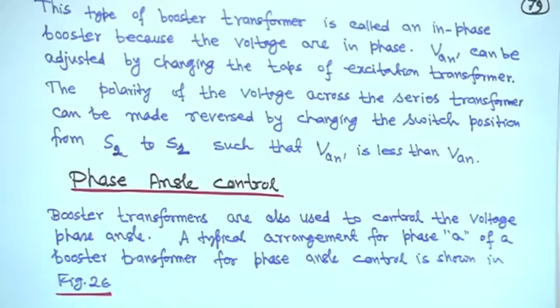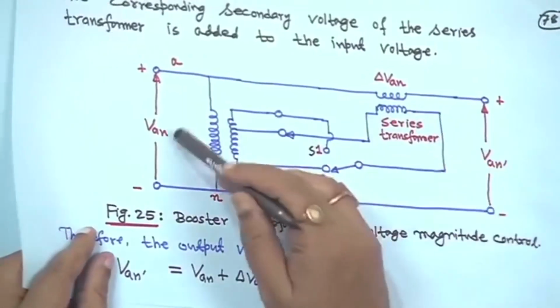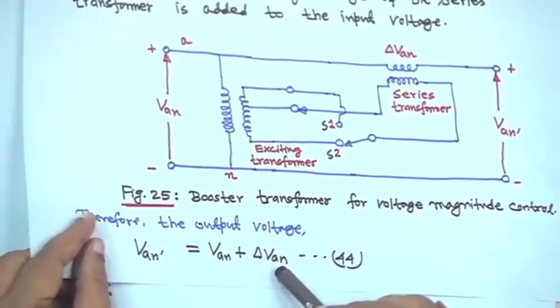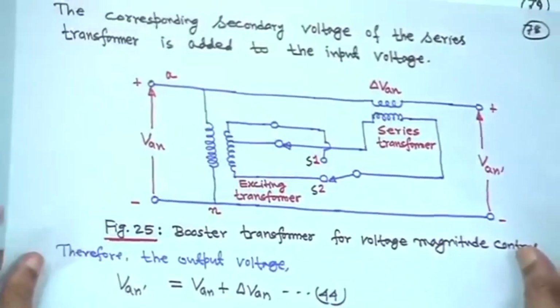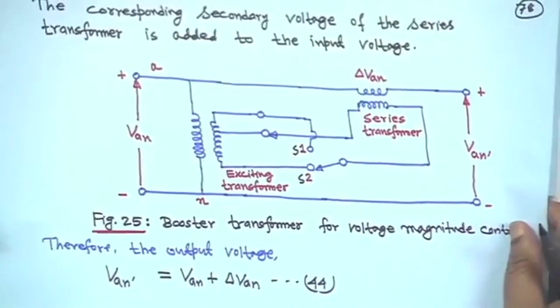So, VAN dash can be adjusted, as I told you, by changing the taps of the excitation transformer. The polarity of the voltage across the series transformer can be reversed by changing the switch position, as I told you, from S2 to S1, such that VAN dash is less than your VAN, right. So, this delta VAN can be made negative also if you interchange the position, right. So, this is actually your booster or regulating transformer.